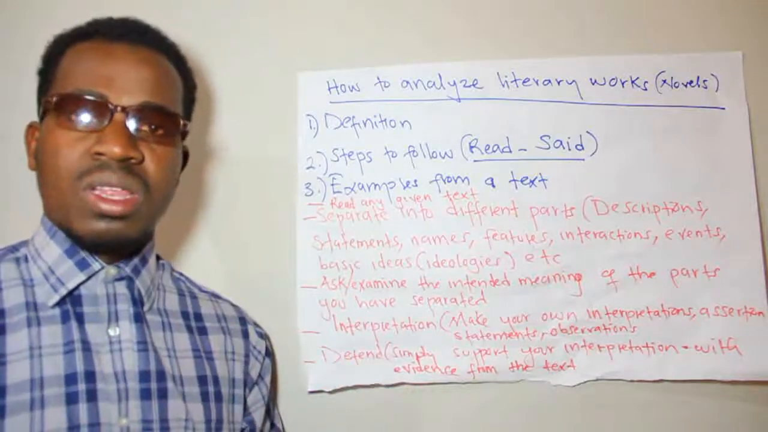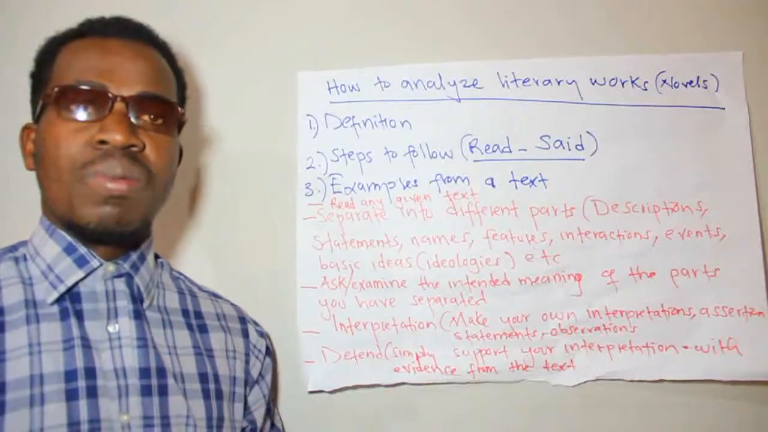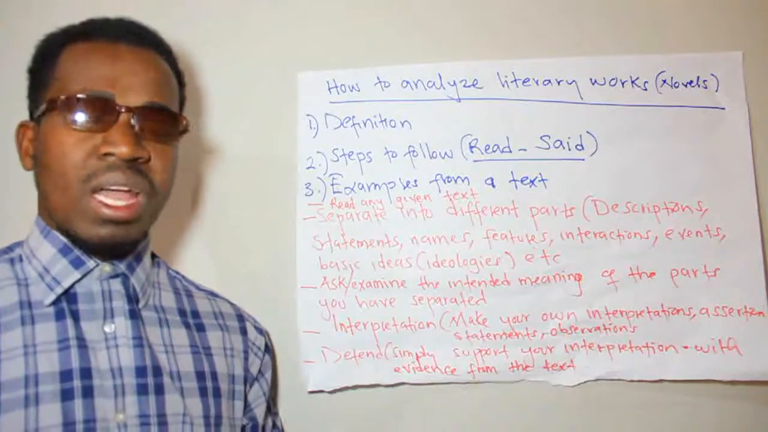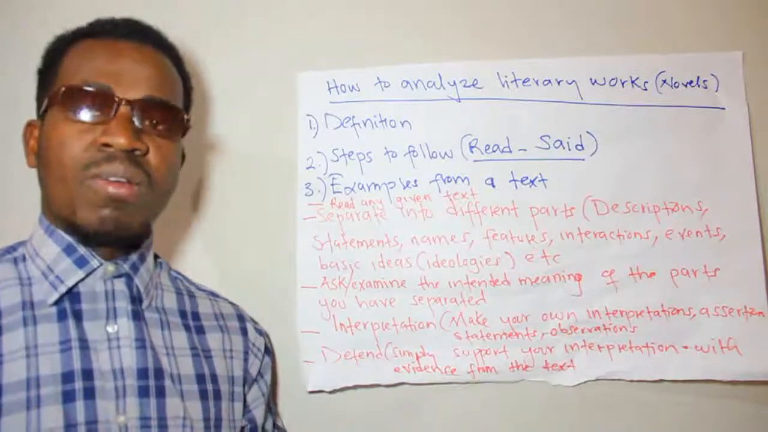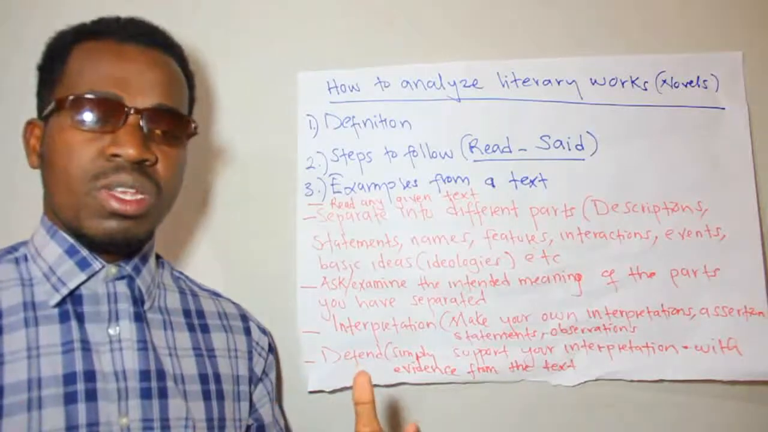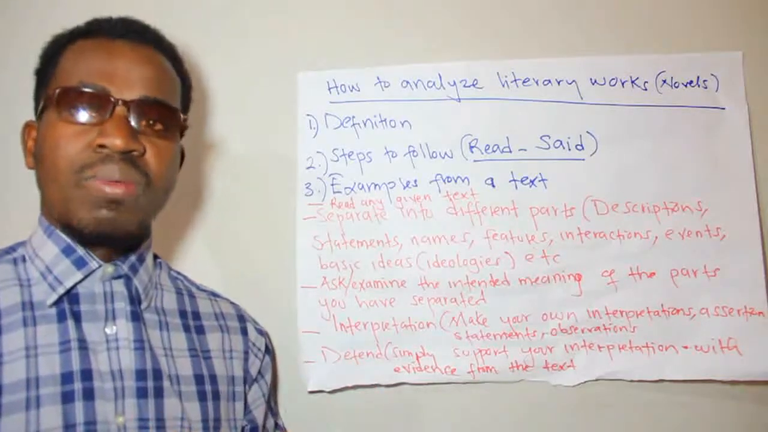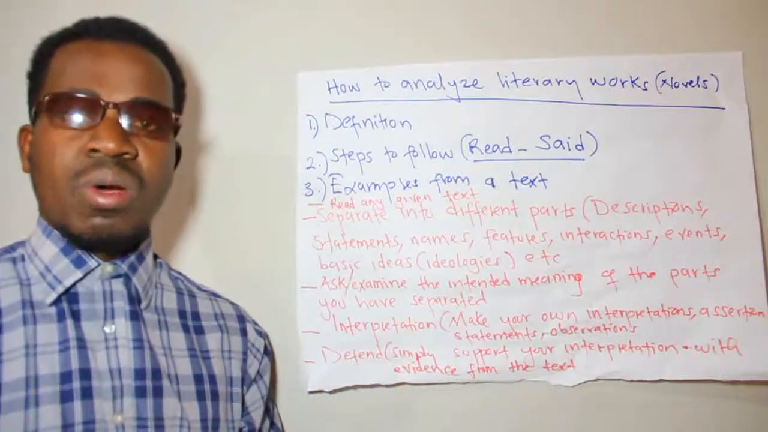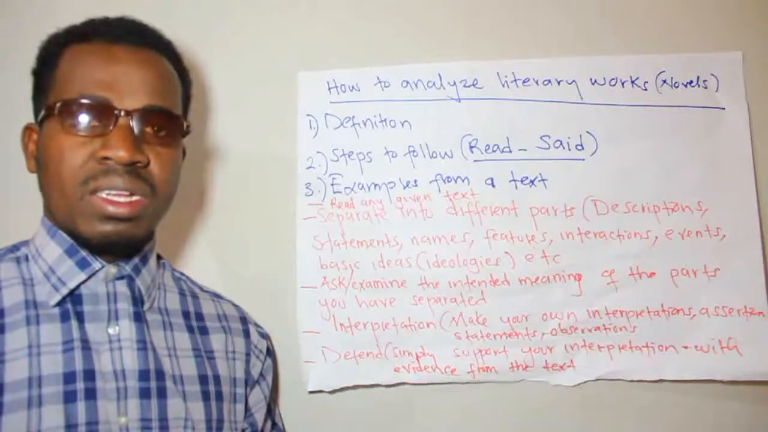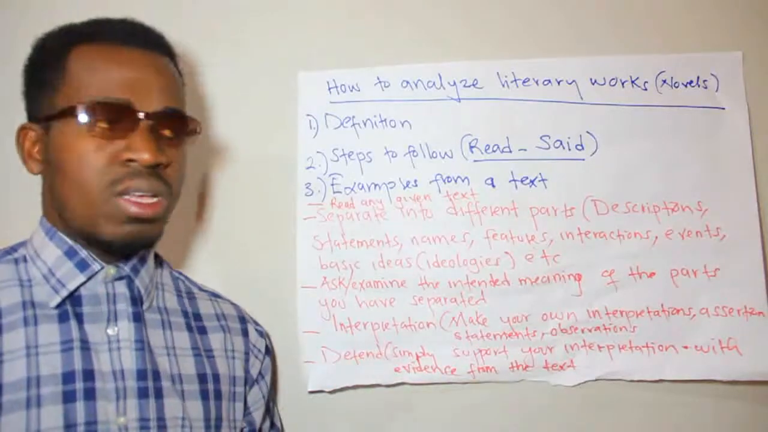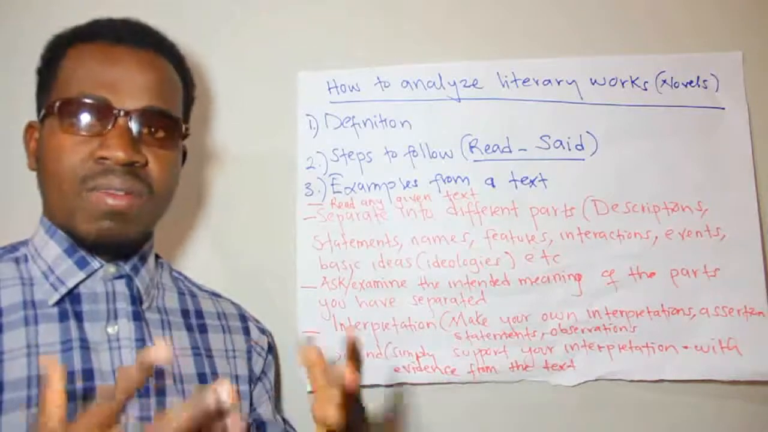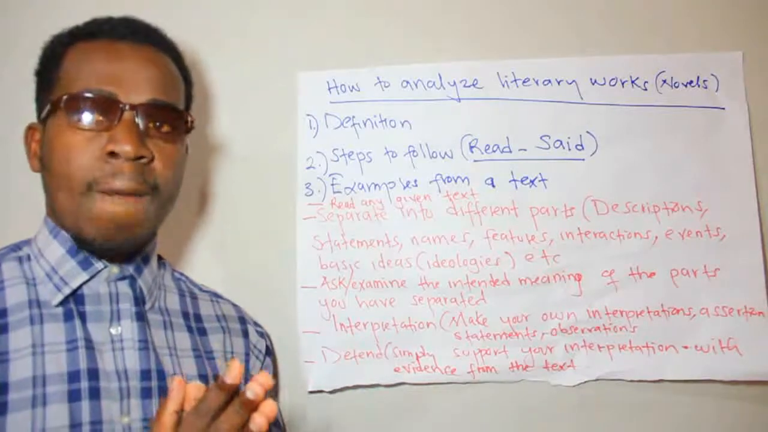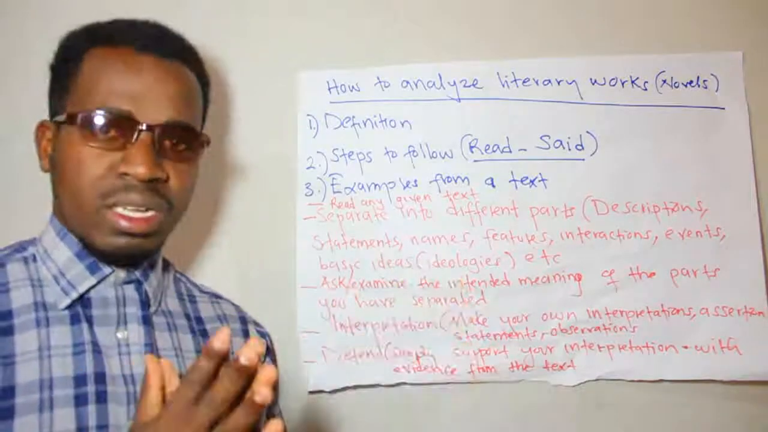Then we have the last letter, which is D on the word SAID. Now D has to do with defend. Of course, here we mean your ability to defend what you have asserted, what you have stated, what you have observed. In other words, your ability to derive evidence from the text to support your themes that you have come up with as a result of closer analysis or closer observation of these different parts that you have identified from the text. Briefly, that is what I wanted to share with you on text analysis.